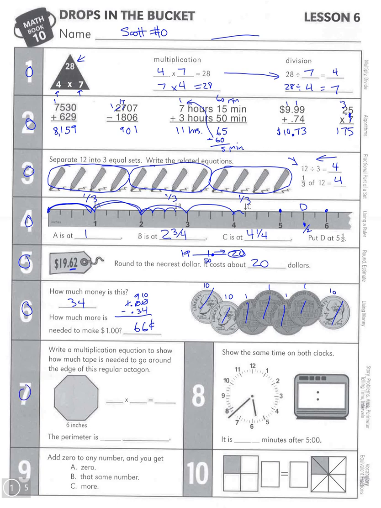All right, number 7. This looks like a stop sign. It says write a multiplication equation to show how much tape is needed to go around the edge of this octagon. So every side, it shows us down here that every side is 6 inches. So this is 6 inches, that's 6 inches, right? Every side is worth 6 inches. So we would say, how many groups of 6 do we have? And remember, an octagon means 8.